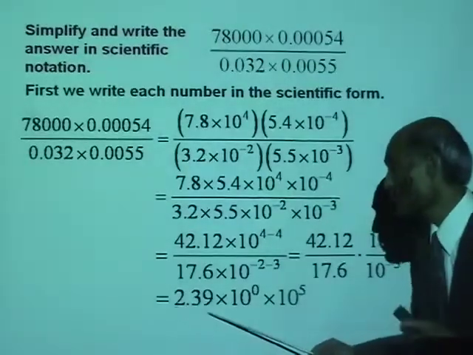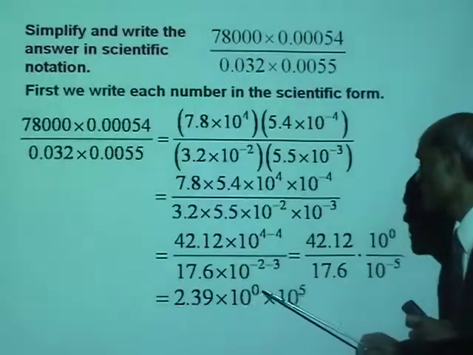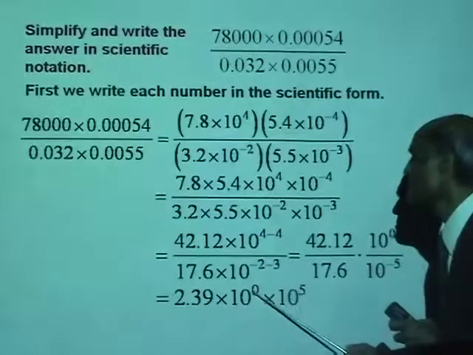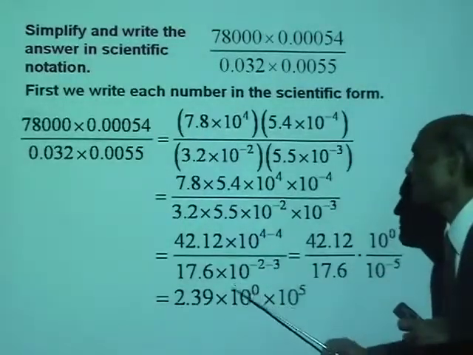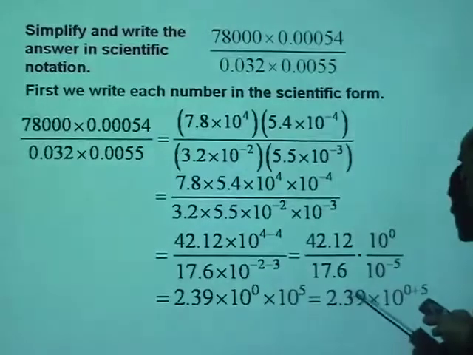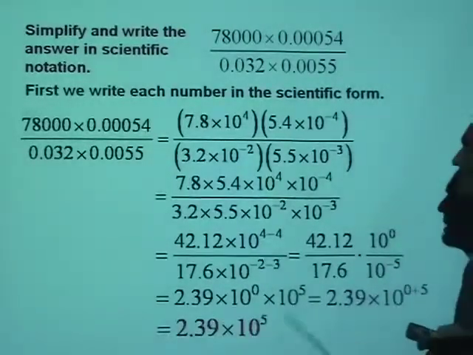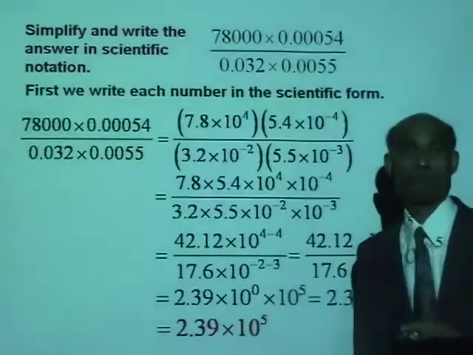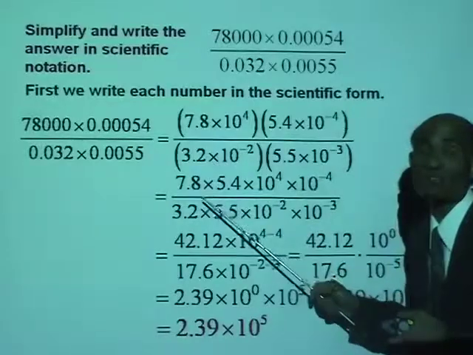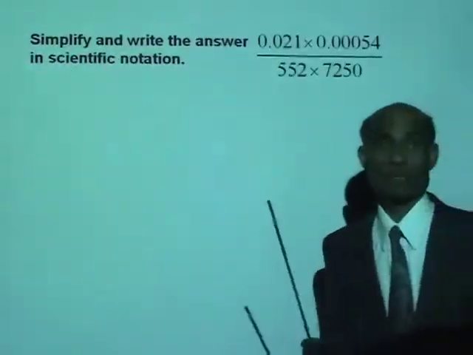That will be 2.39 multiplied by, of course, 10 to the power of 0 times 10 to the power of 5, which is 10 to the power of 0 plus 5. This is actually a 1. So that will be 2.39 times 10 to the power of 5 is the answer. You need to develop the expertise to do one like this. Very important. Okay? Let's do another one.